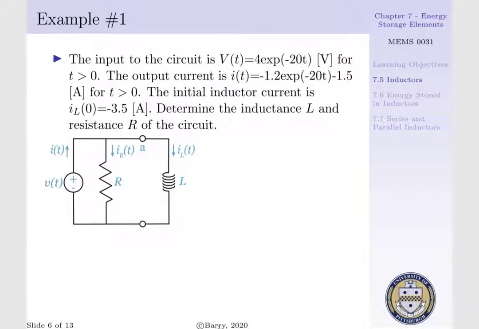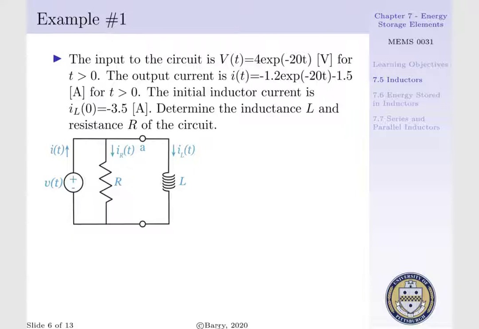Now let us see how an inductor modifies the behavior of a circuit. Imagine we have a voltage source where our input is 4e^(-20t) for all time greater than 0. If our output current, i(t), is equal to -1.2e^(-20t) - 1.5 amps for all t greater than 0, and the initial current within our inductor is -3.5 amps, we want to be able to determine the inductance and resistance of the circuit based upon these operational parameters.